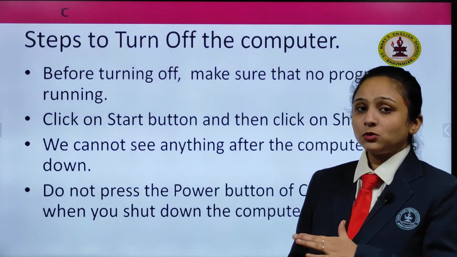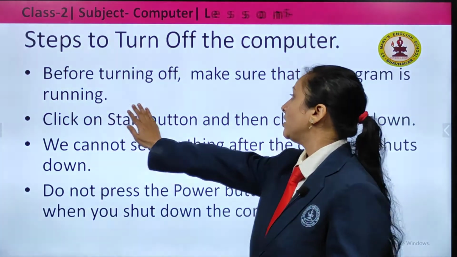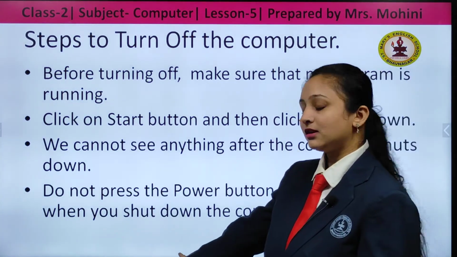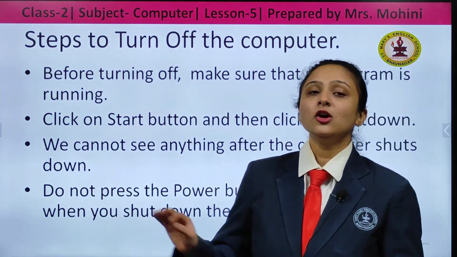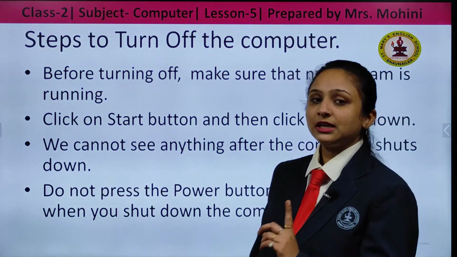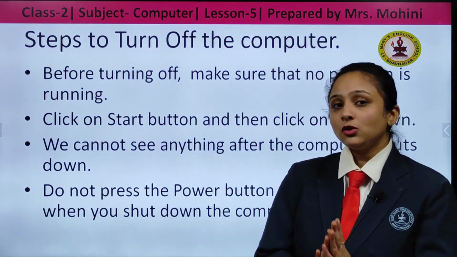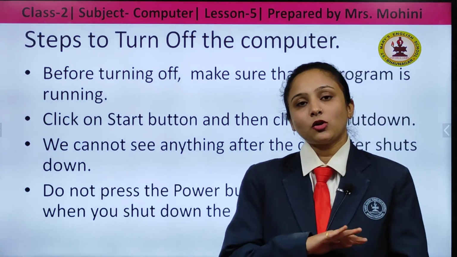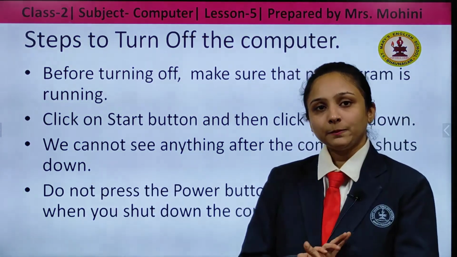So, what are the steps to turn off the computer? Before turning off, make sure that no program is running. If a program is running, we will see the same program icon in the taskbar. So, first you have to see whether any program is running or not. If it is running and you switch off the computer, what will happen? The computer will not allow you to switch it off.